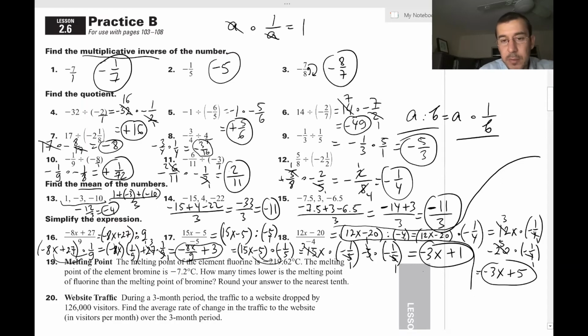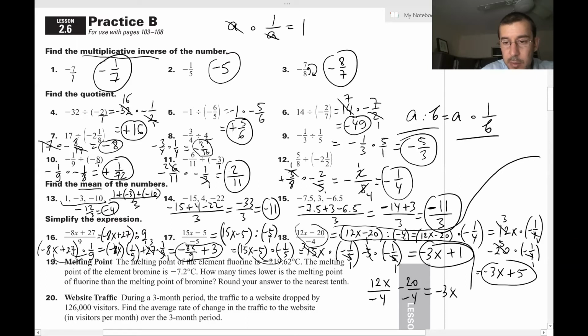Another quick way of doing this is basically the same thing as 12x over minus 4. So we can do it quickly here, 12x over minus 4, and then minus 20 over minus 4. So there's 12 over 4 is 3, so minus 3x, and then minus 20 over minus 4 is plus 20 over 4 is 5. And that's the same thing we got here. Same things with these two, 16 and 17.